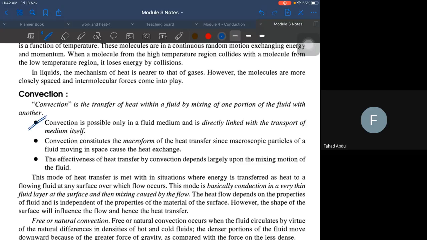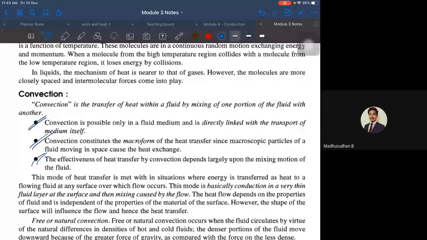Convection is possible only in a fluid medium and is directly linked with the transport of the medium itself. Convection constitutes the macroform of heat transfer, since macroscopic particles of a fluid moving in space cause a heat exchange. The effectiveness of heat transfer by convection depends largely upon the mixing motion of the fluid.